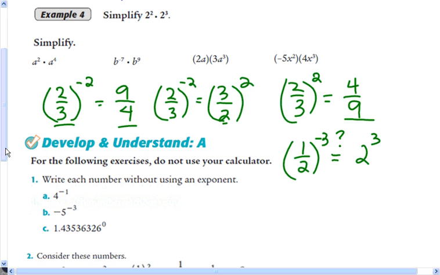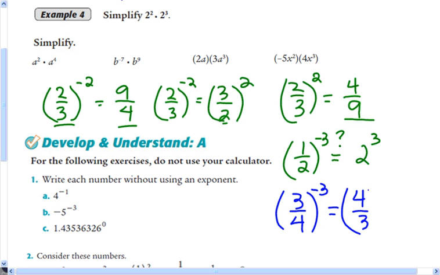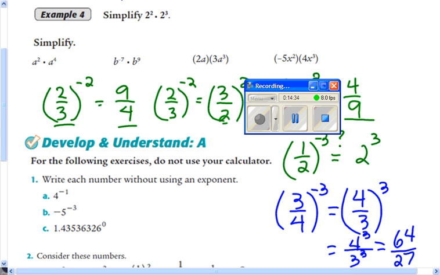This was the last example I did. 3/4 to the negative third is equal to 4/3 to the third, which is just 4/3 times 4/3 times 4/3, or 4 cubed over 3 cubed. And 4 times 4 times 4 is 64, and 3 times 3 times 3 is 27. So we have some new strategies of dealing with negative exponents. I'm going to end the video here, and we'll work on some of those in class.